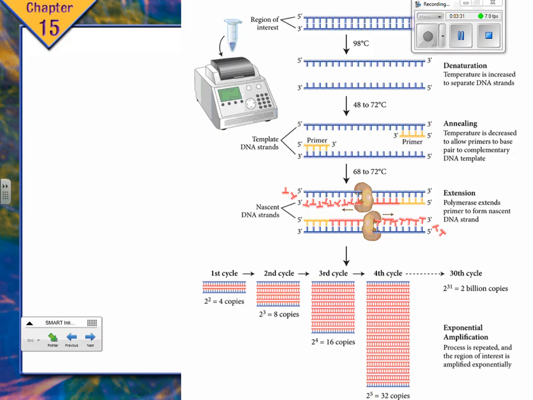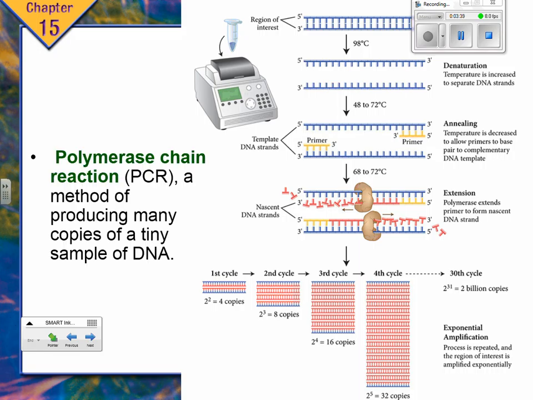Okay, so here's the PCR machine. So this is what makes the copies. It's called polymerase chain reaction because it's a chain of reactions. It repeats and repeats and repeats like links in a chain.